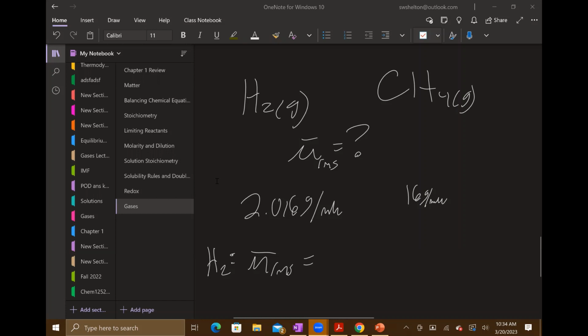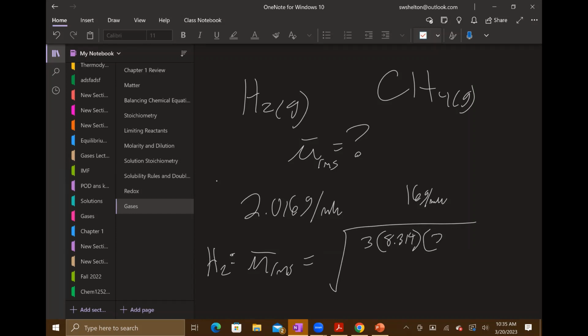So here's the thing. We're going to have the square root of 3 times R, which is 8.314, and then we're going to have 298 Kelvin. If I do not give you the temperature, your temperature will be 298 Kelvin. So just make sure that's something you write down. Now the molar mass is 2.016, but we cannot use it in grams. So we're going to divide that by 1,000, which gives me 0.002016 kilograms per mole.